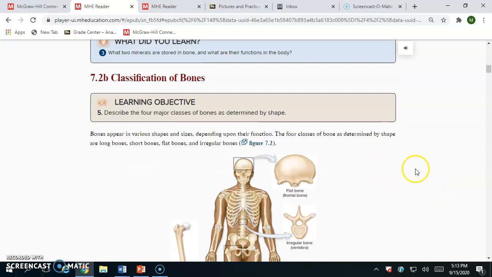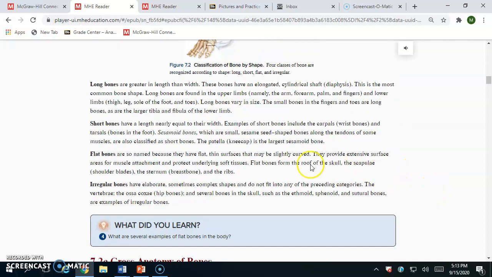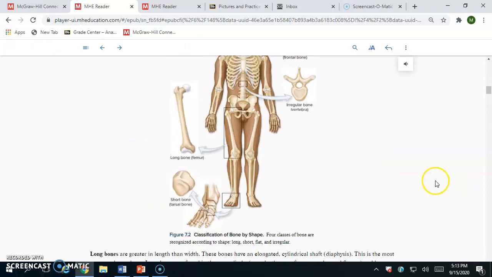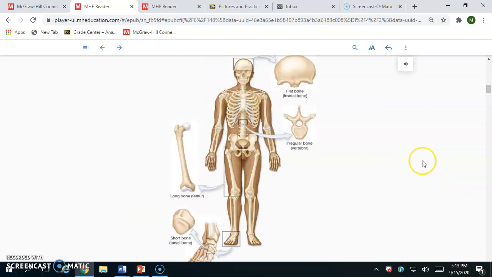On page 215, they have a picture, and they also have a description of the 4 shapes that bones may be placed into, based on which one they most resemble as far as shape. You should be familiar with the definition of those shapes, and be able to look at a bone and place it into the proper category, whether it's considered a short bone, a long bone, a flat bone, or an irregular bone.